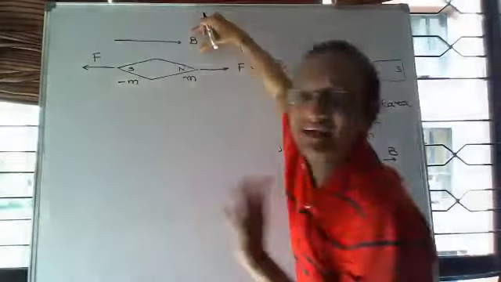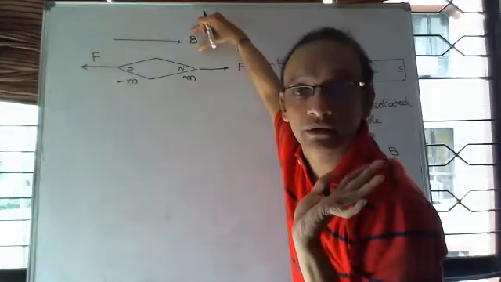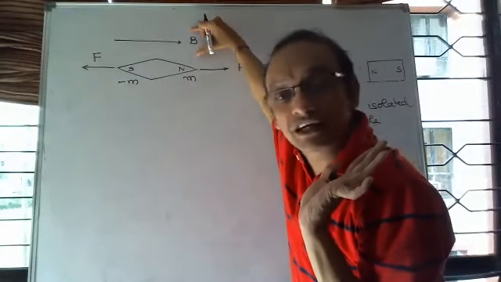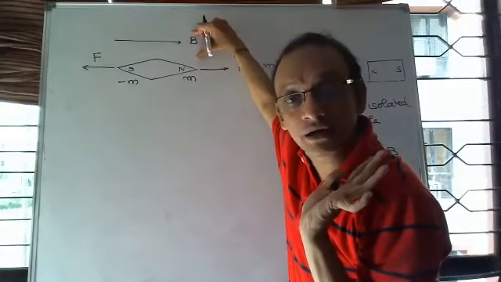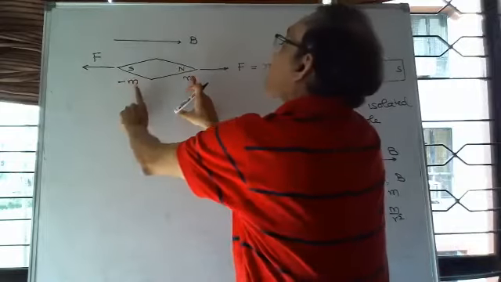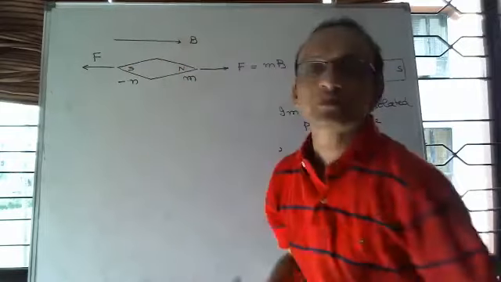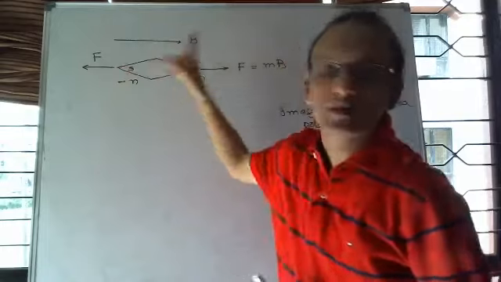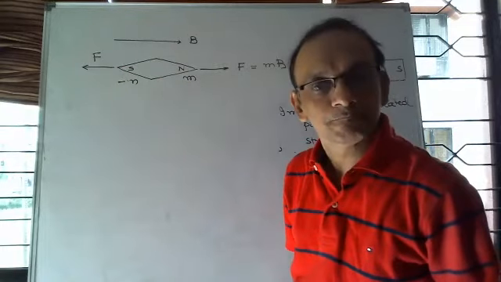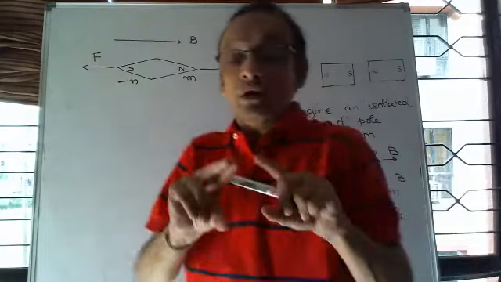B is produced by some other pole or some other magnet. Some other magnetic substance has produced a magnetic field. The one that experiences it, this magnet is experiencing this. These poles are experiencing that. Right? Yes, sir.